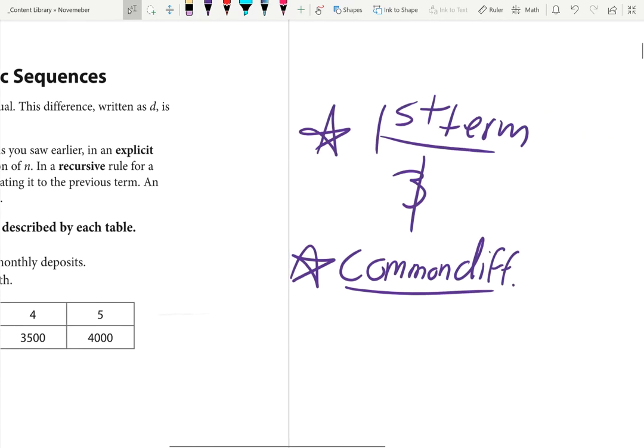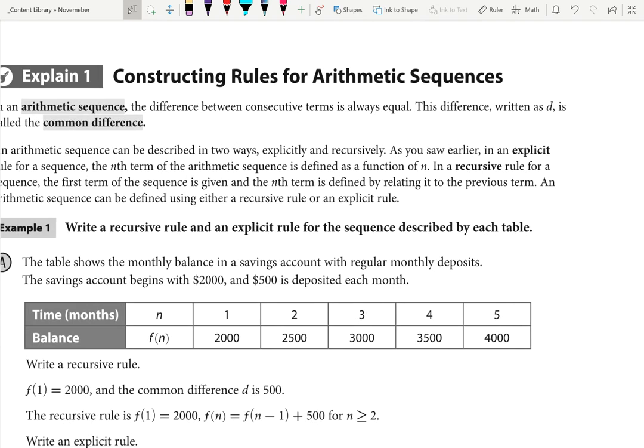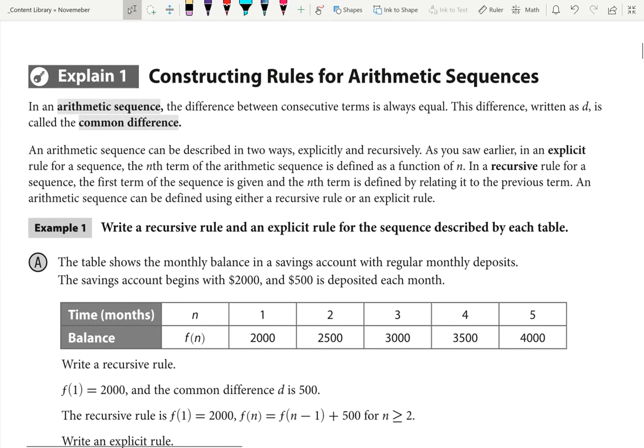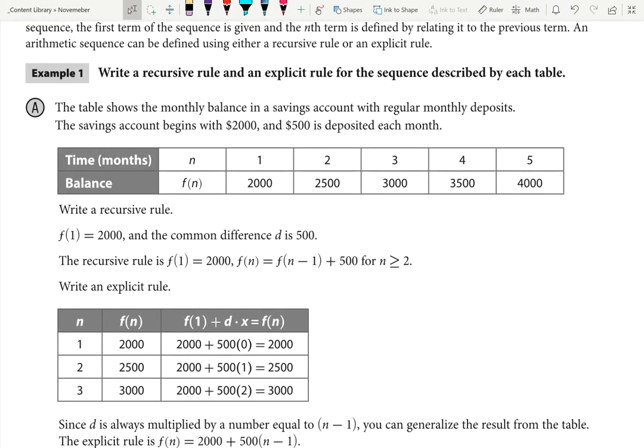So common difference is like the 10 in the last example, the number that you're increasing by every time. Like in the movie tickets, we were adding 10 every time because every ticket costs 10. That's the common difference, the amount that's being added to our sequence every time. So we could write a recursive rule and an explicit rule for the same sequence.